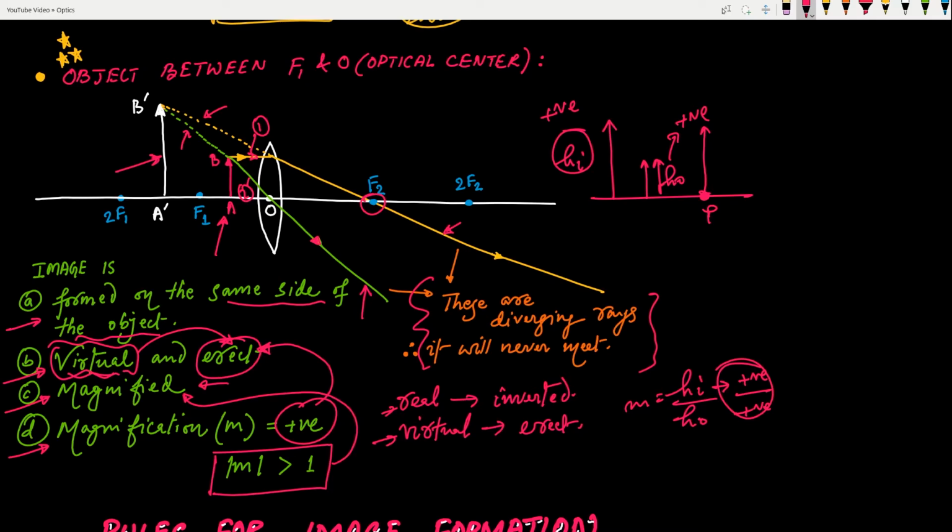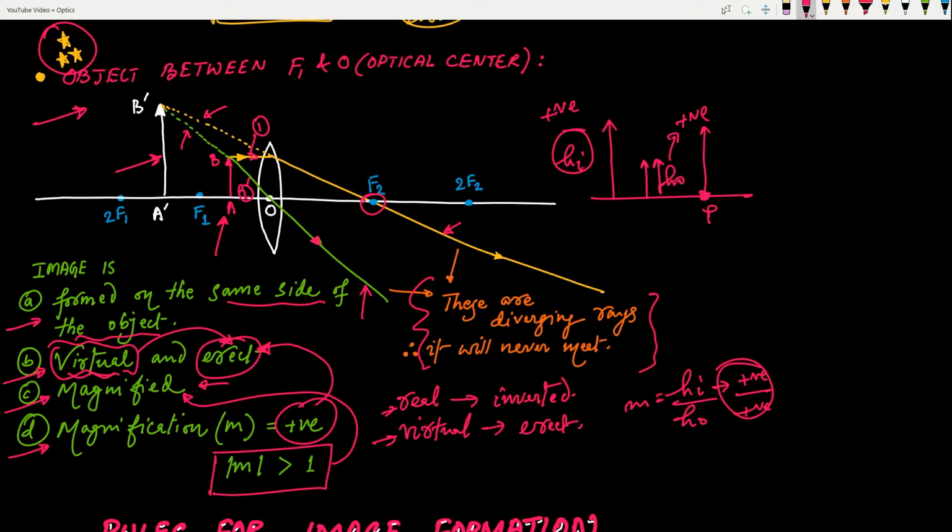So this is the property of the image that will be produced when the object is placed between F1 and O. So this is a very special case. I have marked it with a star. So you need to remember this is the only case: whenever the object is placed between F1 and O, that is the optical center, we will always get a virtual and erect image, and the image that will be produced will be magnified. I hope this is clear. So this is all about the image produced due to a convex lens.